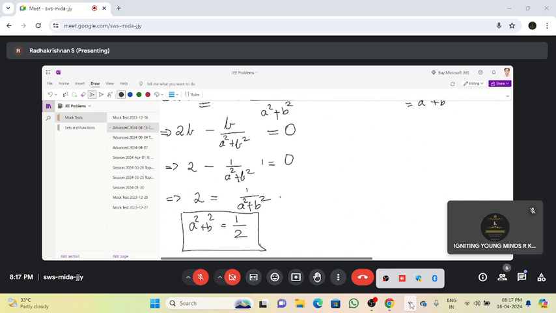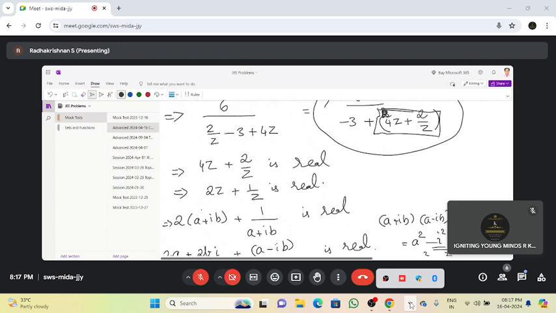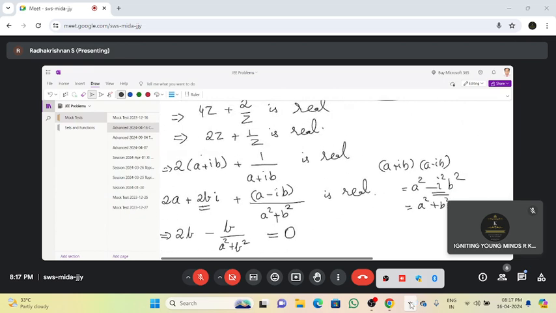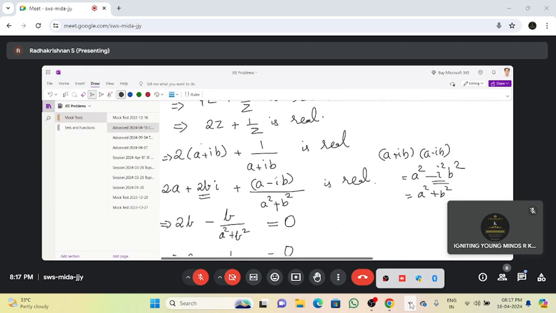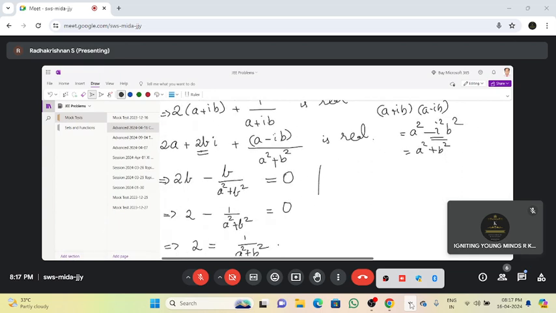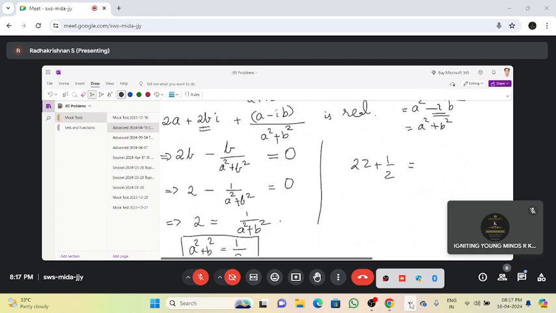So this is one way, right? The standard way is to simplify the given fraction and then use the a plus ib approach. In this case, we can use another approach also. 2z plus 1 by z is real, right?